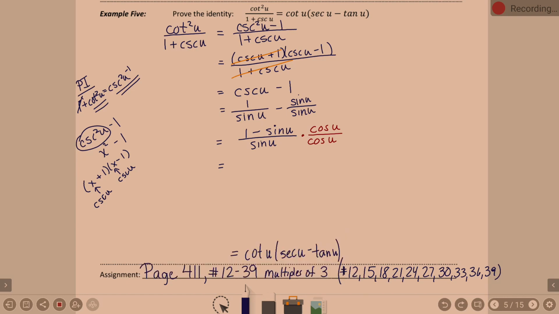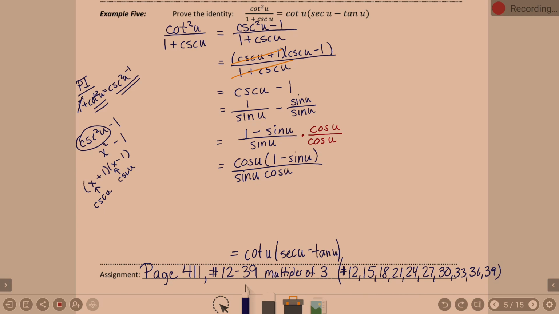So, as I rewrite this, I'm going to put my cosine u out front on top. So it's cosine u times parenthesis 1 minus sine u. Because I'm trying to get somewhere, well, sine u times cosine u, I'm going to keep the sine u first and the cosine u second. Do you want to distribute the cosine u? No. Okay. Good question.